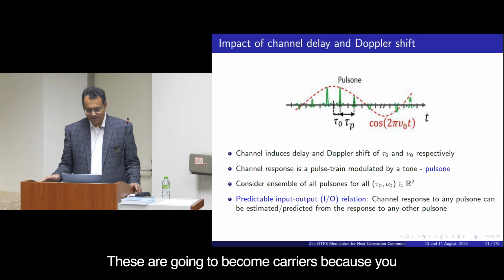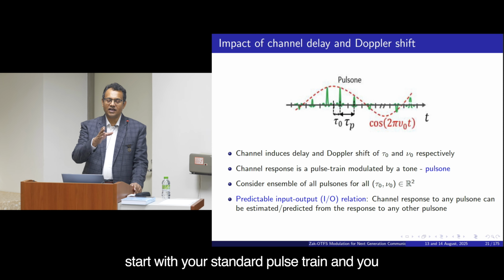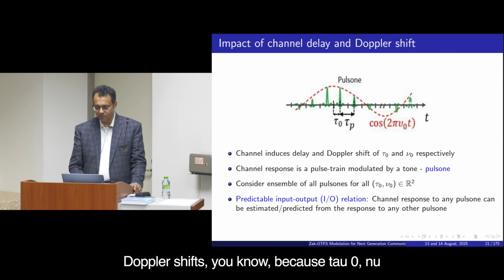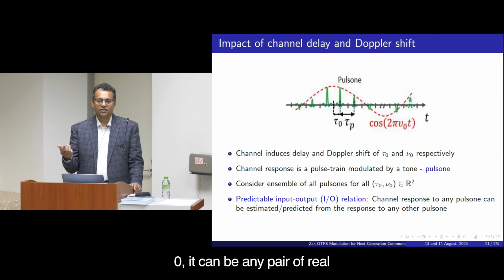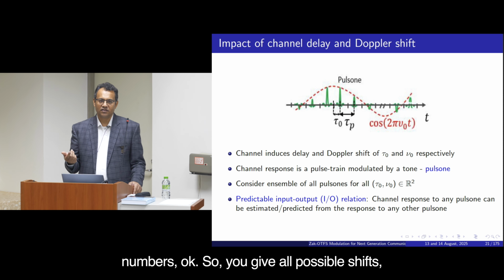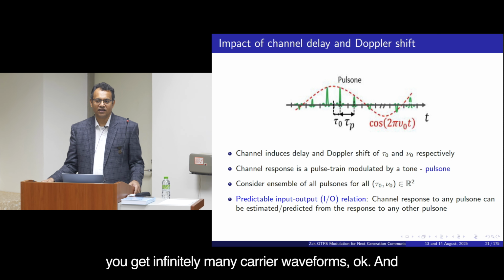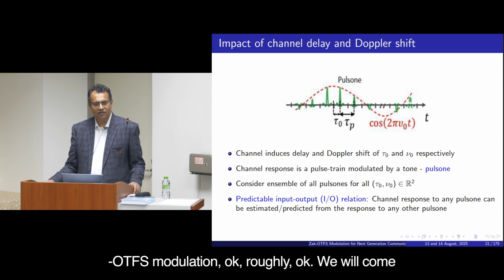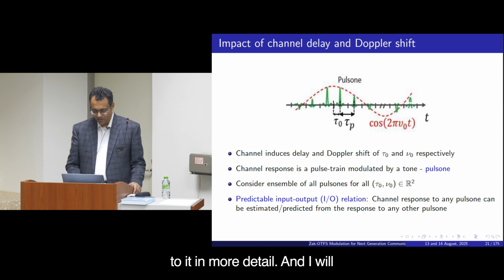These are going to become carriers because you start with your standard pulse train and you can give it infinitely many delayed Doppler shifts, because tau naught, nu naught can be any pair of real numbers. So you give all possible shifts, you get infinitely many carrier waveforms, and all of them together, that's my ZAC OTFS modulation. Roughly, but we'll come to it in more detail.